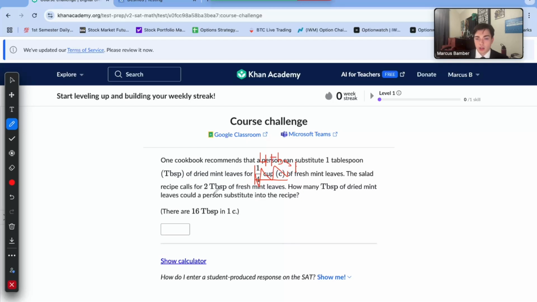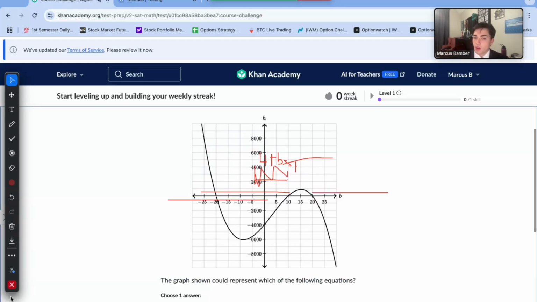And if we have 2 tablespoons of fresh mint leaves to go to the 2 tablespoons of dried mint leaves, we're going to, from here, we multiplied by 4, so go in the opposite direction, we're going to divide by 4. 2 divided by 4 is 0.5, so we're going to substitute in 0.5 dried mint leaves. Okay, on to the next.